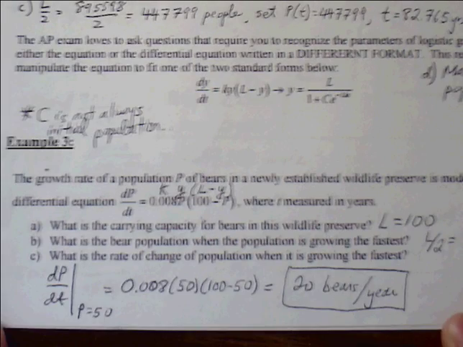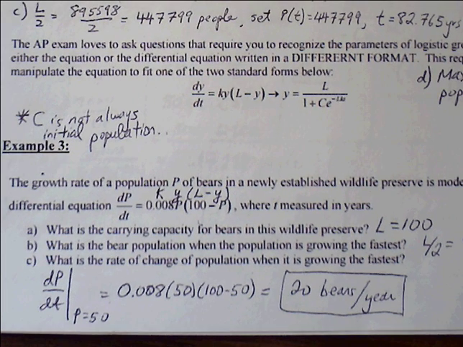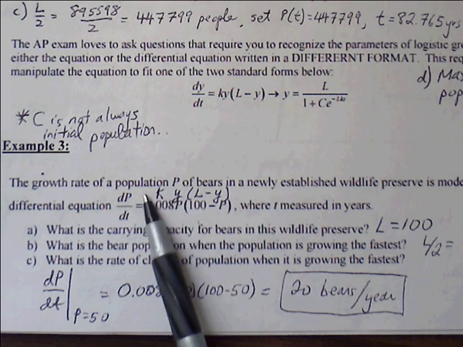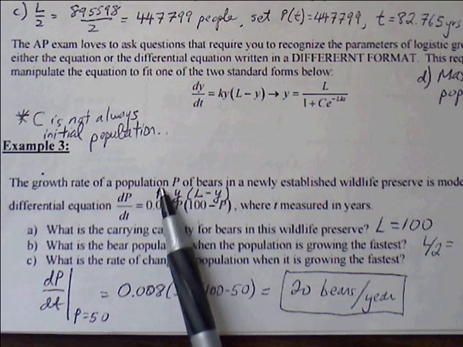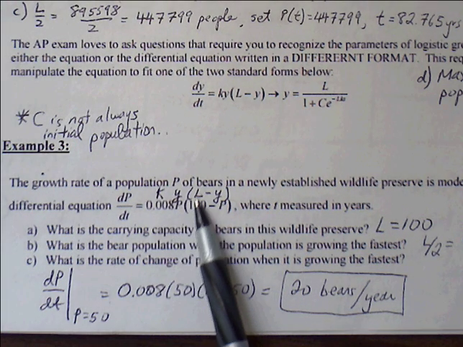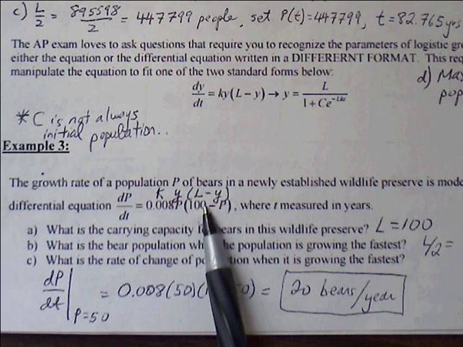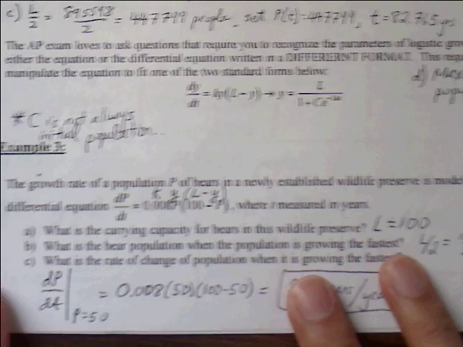Okay, example 3. The growth rate of a population, P of bears, in a newly established wildlife preserve is modeled by the differential equation dP over dt equals ky times L minus y. If we recognize this as ky times L minus y, then we can match each of the values. We know k must be 0.008, y is our P, and L is 100. What is the carrying capacity? Carrying capacity is L. If we know L is 100, then that's easy to answer.